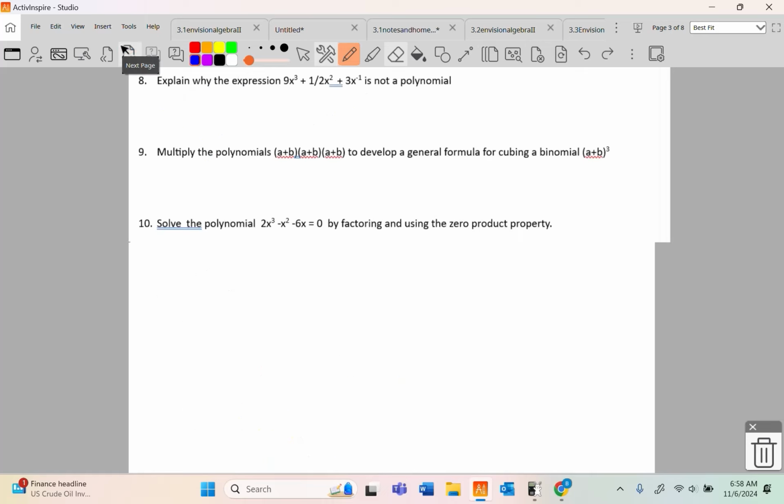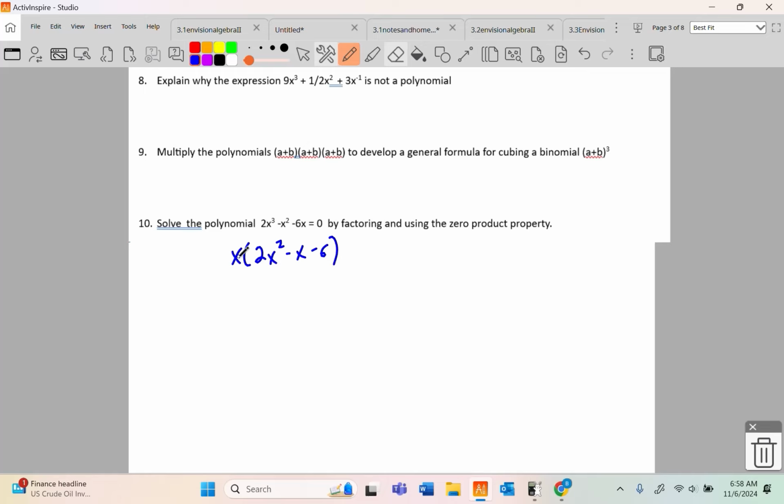Explain why the expression... I'm going to leave that number 8 for you. I'm going to leave number 9 for you. And then number 10. Solve by factoring. All right, I'll do number 10. You're doing 11. I notice that all 3 pieces contain an x. And if I pull that x, I'd be left with 2x squared minus x minus 6.